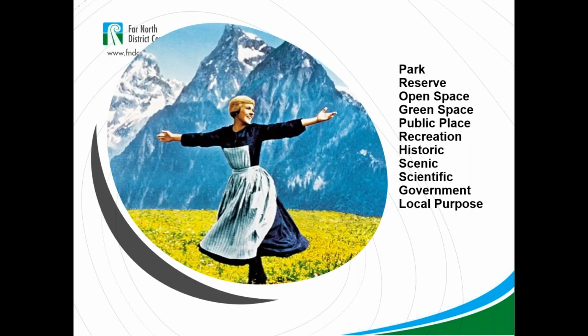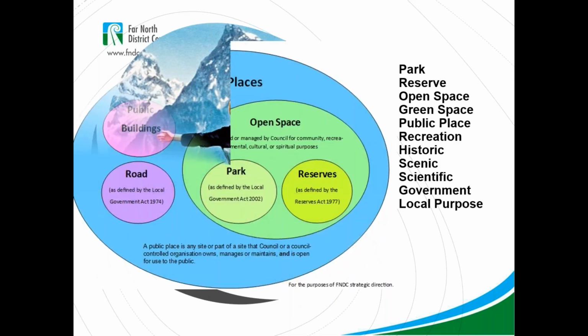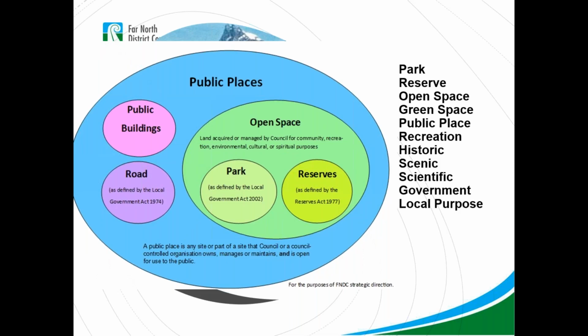So there's a lot of different terms used to describe your local park or neighbourhood reserve. And these terms were scattered throughout council records. So the first thing I did was actually clarify what it is we're talking about. And I've come up with this diagram. So a reserve can be either for recreation, historic, scenic, scientific, government, or local purpose. And that is a legally protected piece of land that must be used for that assigned purpose.